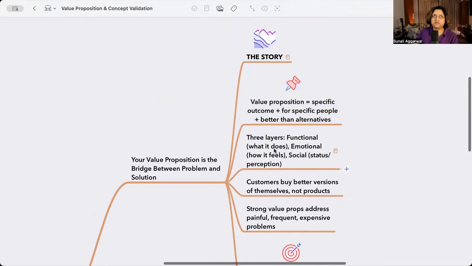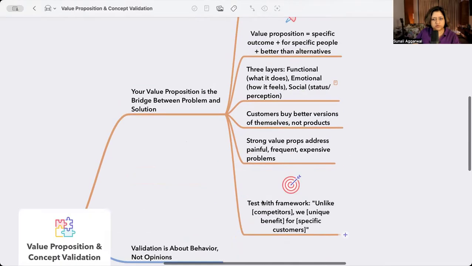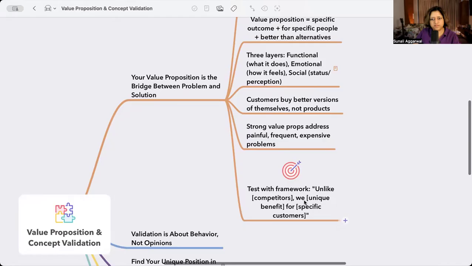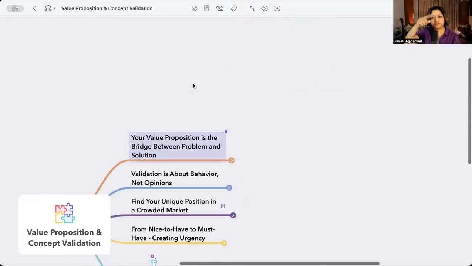And there are three layers to a value proposition: functional, what it does; emotional, how it feels; social, how it leverages your status and how it changes your perception. So customers buy a better version of themselves. This is what we saw. Test with the framework: unlike competitors, we offer this unique benefit for this specific audience. So if you're trying to build a value proposition, you can use this template.